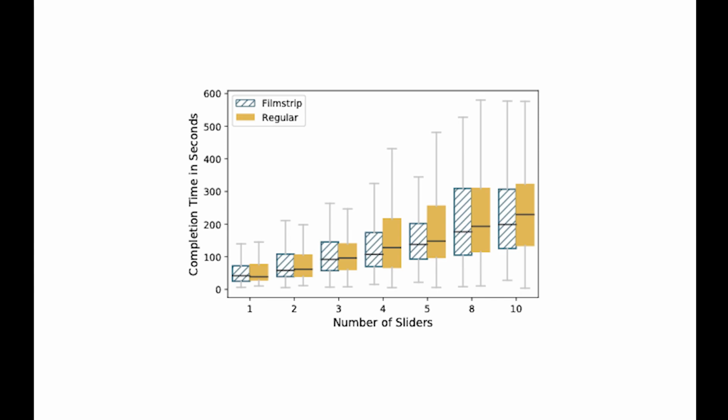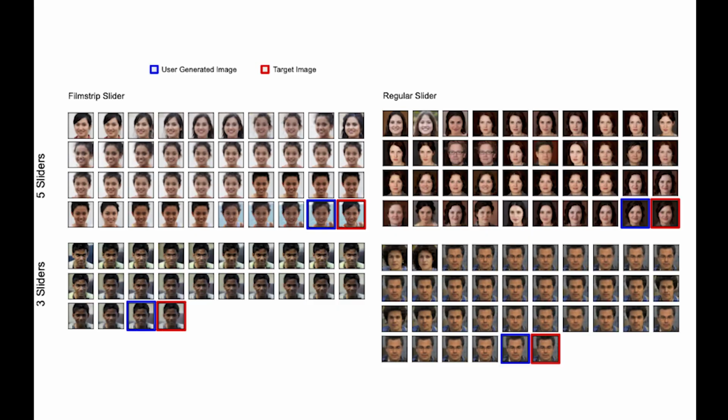We did not find a significant difference in the completion time between the regular slider and the film strip slider variant. Nor did we find that the final result of the image was closer to the target image, as measured via the combined displacement of the sliders from the target positions. However, we also looked beyond those measures to better understand how users were interacting with the slider interface.